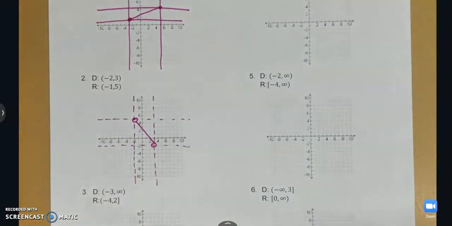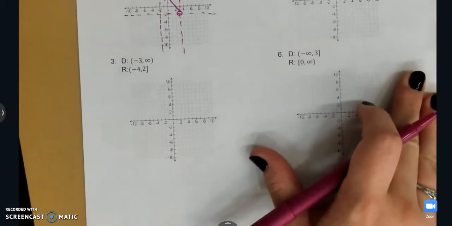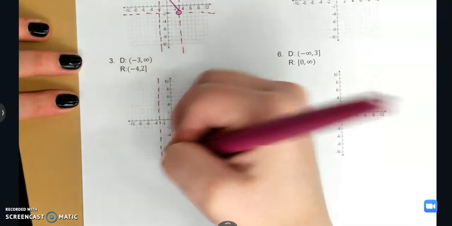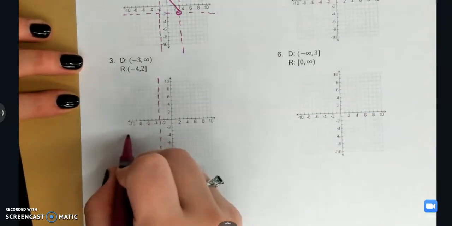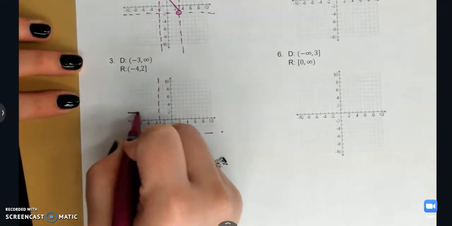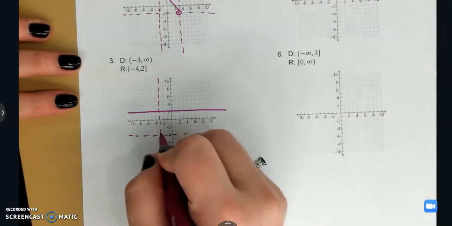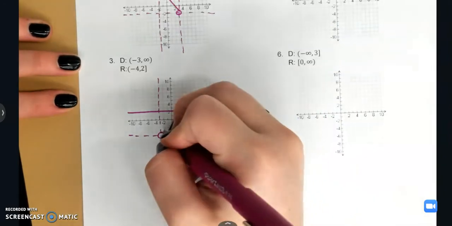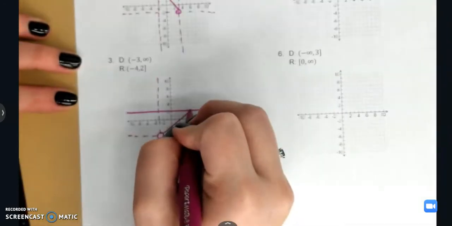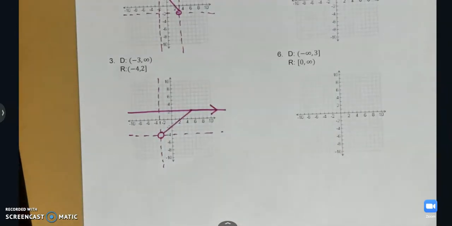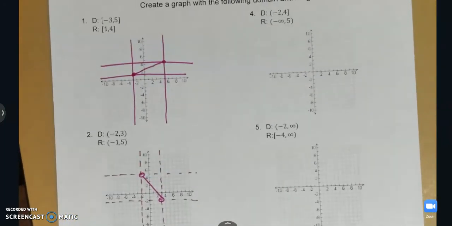Okay. One more for good measure. Let's do number 3. My domain is from -3 off to infinity. And my range is from -4 parentheses to 2 bracket. So one way I could do this is to draw an open circle here, go up and off to infinity, and that's just one way that we could draw that graph. So when you are asked to draw a graph given your domain and range, you want to draw in your dashed and solid lines and then draw a graph that reflects that.